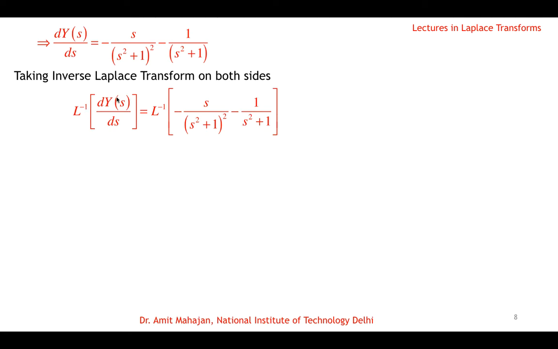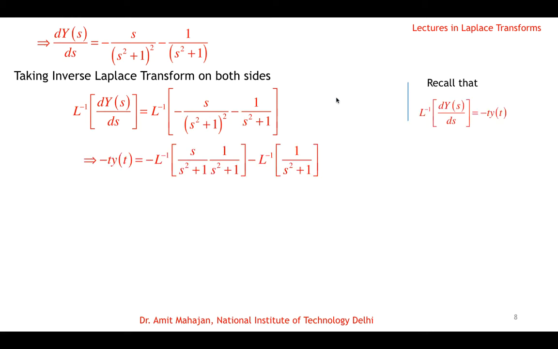So the Laplace inverse of the derivative of Y(s) is equal to the Laplace inverse of this sum. Use linearity on the right side. The Laplace inverse of the first derivative of Y(s) is, by the property, minus t y(t), because the Laplace inverse of Y(s) is y(t). On the right-hand side we use linearity to separate them, and I've written this in a specific form: s over s squared plus 1 times 1 over s squared plus 1.